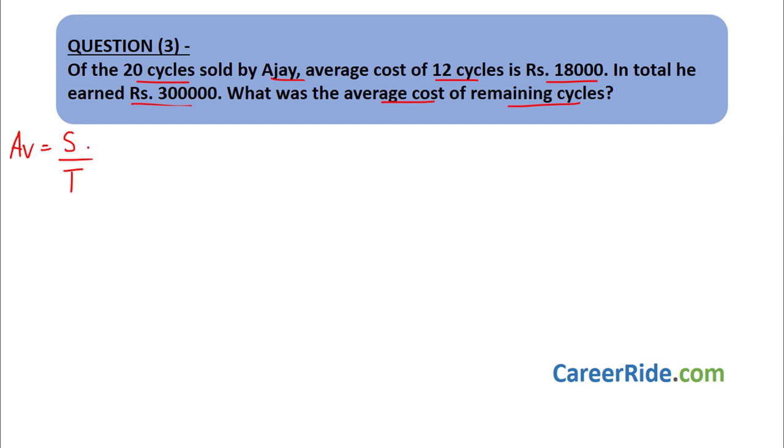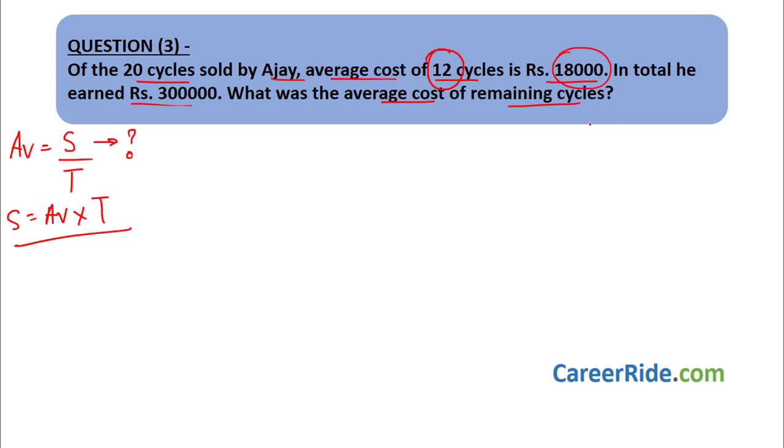Now the problem here is we do not know the individual values of each cycle. For what price did Ajay sell each of the cycle? So finding total sum over here becomes a little bit difficult. But if you look carefully, we can simply use another way to find the total sum, which we have learned at the start. That is nothing but sum is average into total, right? Now, do we know average for 20 cycles? No, we do not know. But what do we know? Average cost of 12 cycles is rupees 18,000.